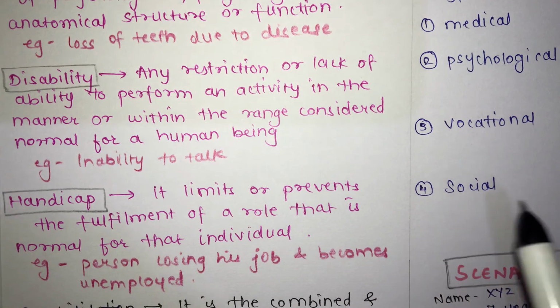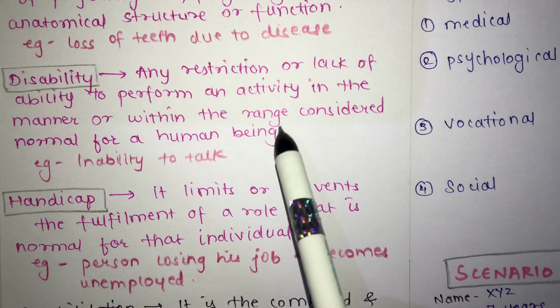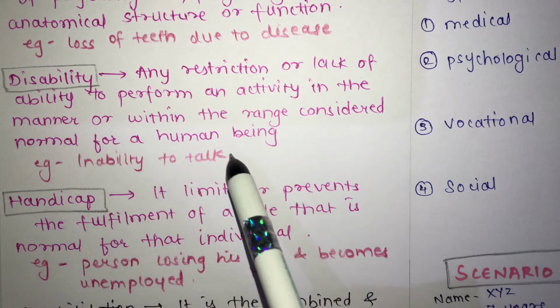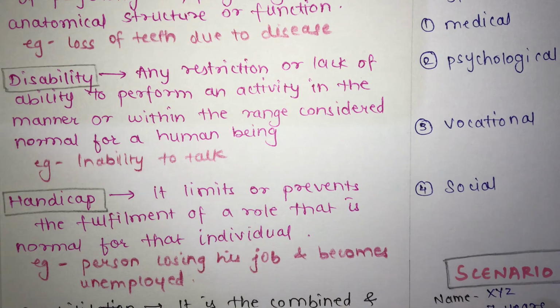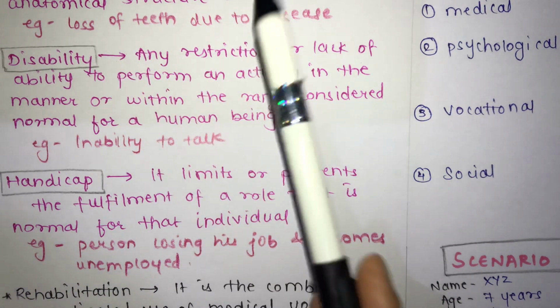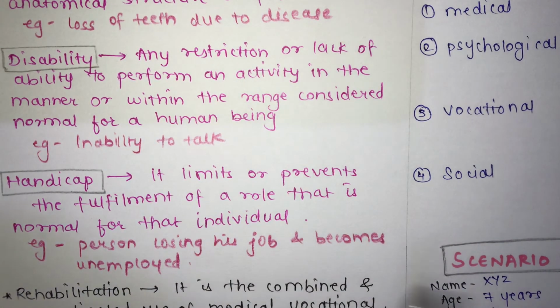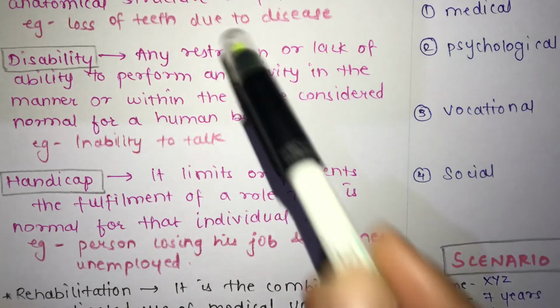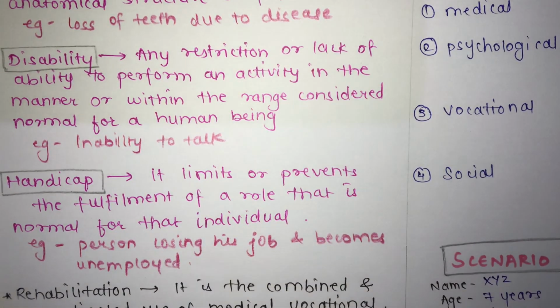Disability limitation is where you are halting the disease at this stage so that it doesn't become a handicap. Handicap limits or prevents the fulfillment of a role that is normal for that individual. For example, that same person, as he has no teeth, loses his job and becomes unemployed. Because of this impairment, he is financially handicapped.